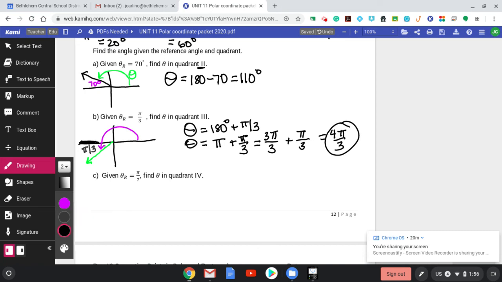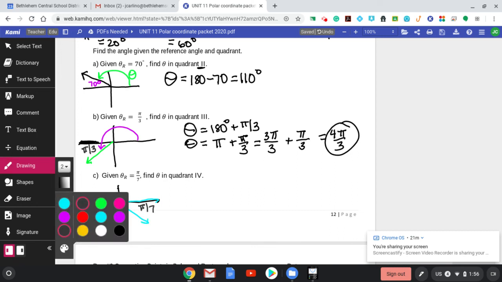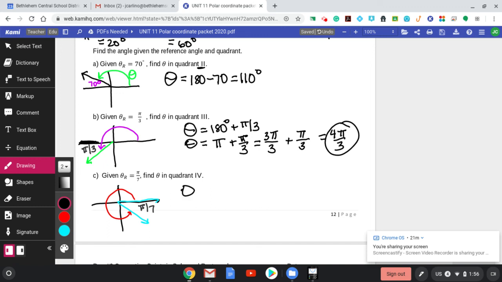And finally, we got to give some love to quadrant 4. So what happens if my reference angle now is in quadrant 4? Okay, so that reference angle is pi over 7. How can I find my original angle in the fourth quadrant? Well, just talk to me about it in degrees first. If I went all the way around, that would be 360. So if I want to get to the red angle, I would have to subtract out pi over 7.